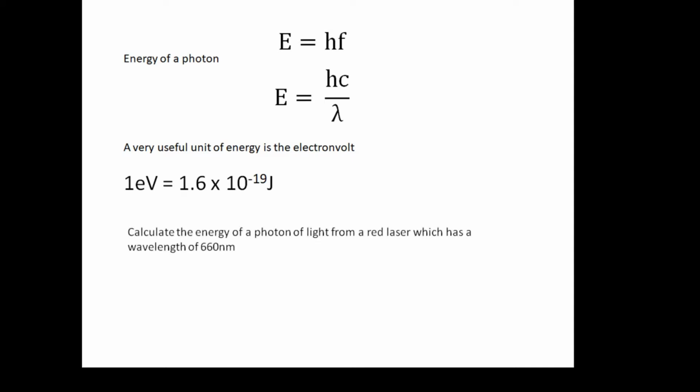Here's a little question for you to do. Calculate the energy of a photon of light from a red laser which has a wavelength of 660 nanometers. And I'll show you the answer in 3, 2, 1. And it is 3.2 times 10 to the minus 19 joules, or 2.08 electron volts.